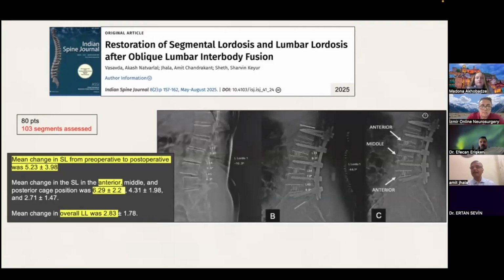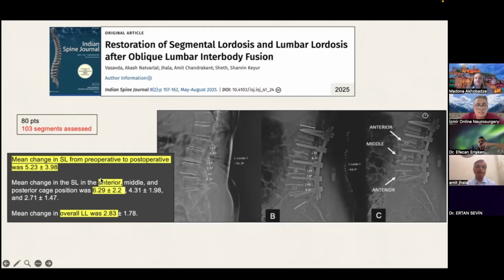Coming to the key aspect of lordosis, which is also one of the important factors, this is what we again published in 2025: how much segmental lordosis and lumbar lordosis we can get after an oblique lumbar interbody fusion. The mean change in segmental lordosis from preoperative to postoperative is 5.23 degrees compared to TLIF, which gives around 2.1 degrees. So definitely lateral fusion gives much better segmental lordosis.